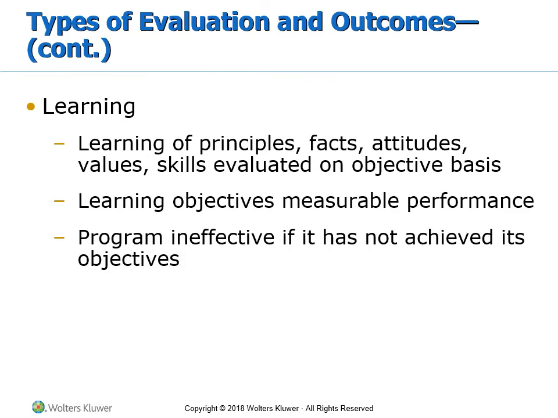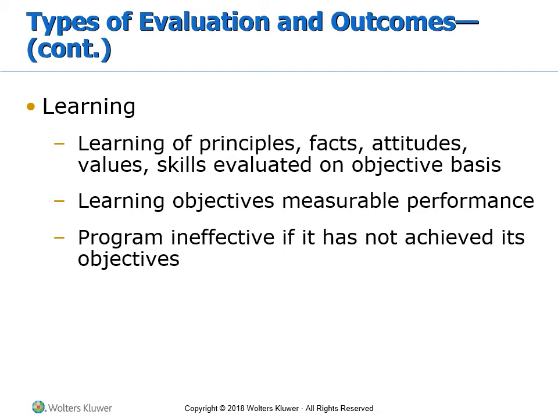Now what we're most likely evaluating is learning, and so looking at the learning of principles, facts, attitudes, values, or skills. Again, these can be evaluated on an objective basis. So we wrote our learning objectives, and you should be able to list, say, a list of 5. Either you can or can't do that, or you're 80% or 60% or what have you, or you're able to perform some physical skill and I can observe it.